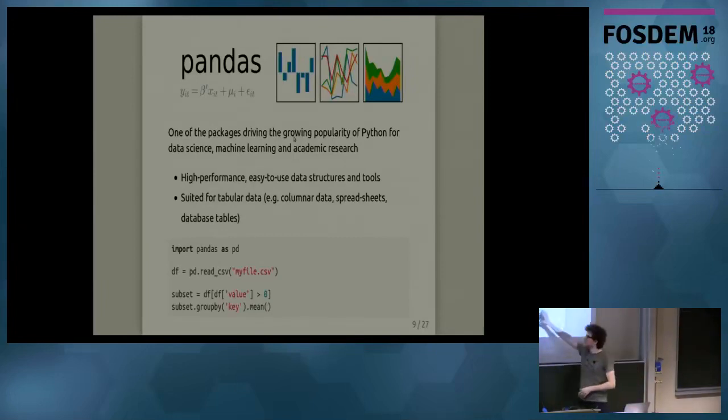Again, a very small snippet. You have a lot of input-output functionality, and there are two operations. The first one is a Boolean filtering, which would be in SQL a where operation, and a group by operation. So many of those typical data manipulation things are available in Pandas.